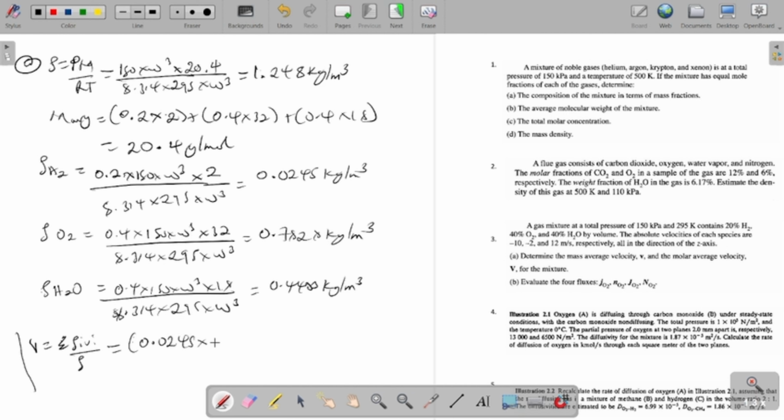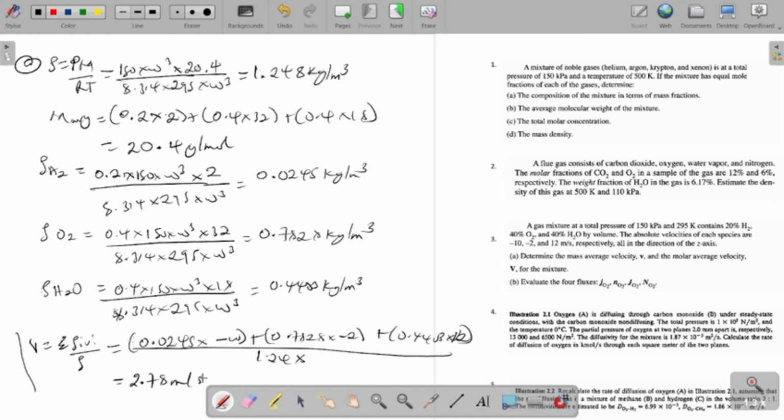So this one becomes 0.0245 times its velocity, right? Its velocity was given in the question. So the velocity for hydrogen was given as -10, then plus 0.7828, the velocity of this one was -2, then 0.4403, also times 12, all divided by the total, which is 1.248. So that's the total mass concentration. So this one gives me 2.78 meter per second, which is the mass average velocity V.